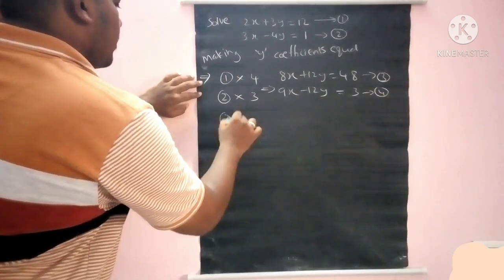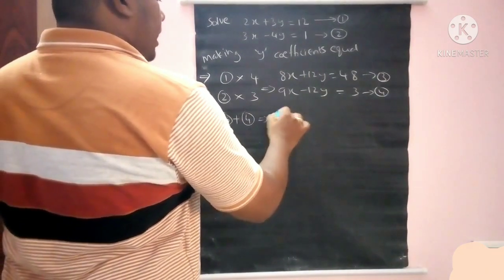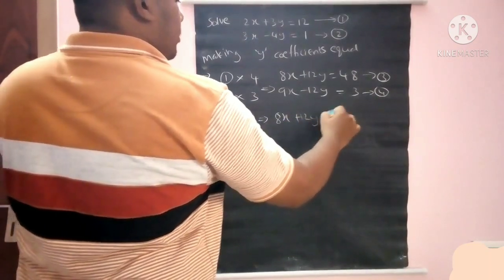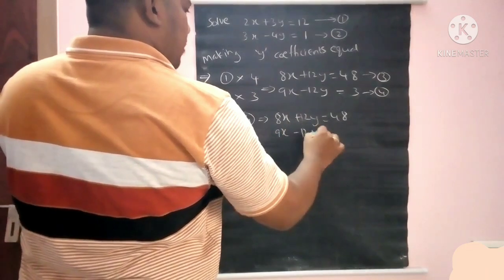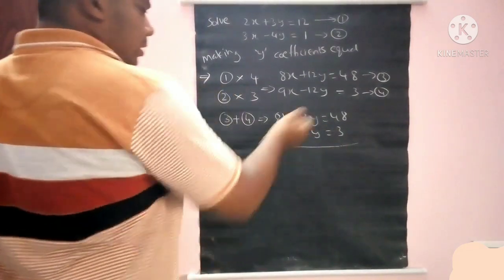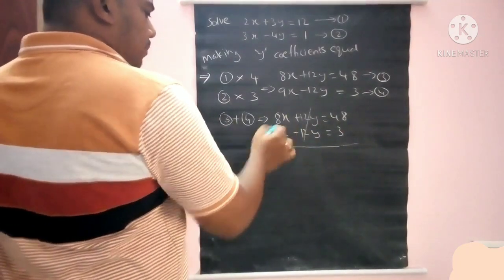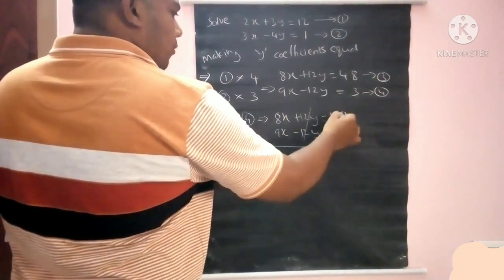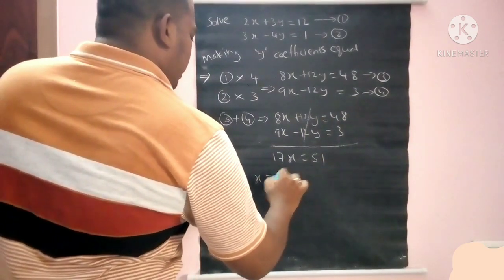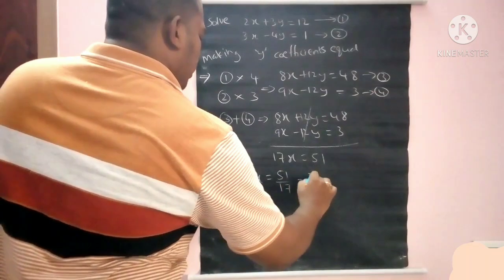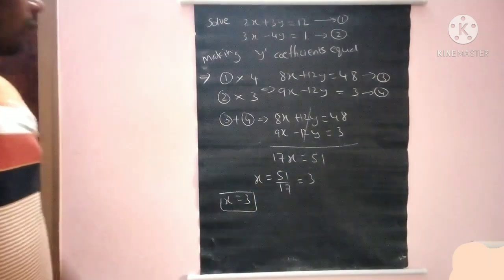So equation 3 plus 4. That means directly without changing the symbols we can take. We can solve from here also. Just for easy understanding, again I am writing here. I am adding, so no need of changing the symbols. So 8 plus 9, 17x, 48 plus 3, 51. X is equal to 51 by 17 equals 3. So x is equal to 3. We got the one variable value.